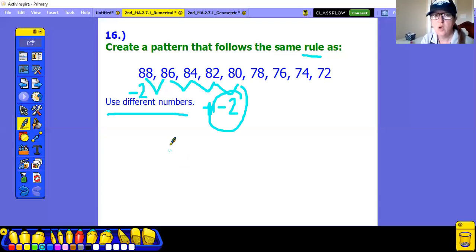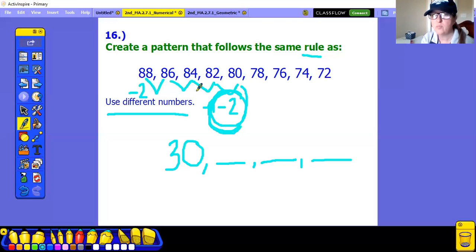Okay, here we go. On your notebook, write the number 30. And then try to figure out the next three numbers in this pattern. Don't forget what the rule is. We have to follow the same rule that this pattern up here used. Pause the video.